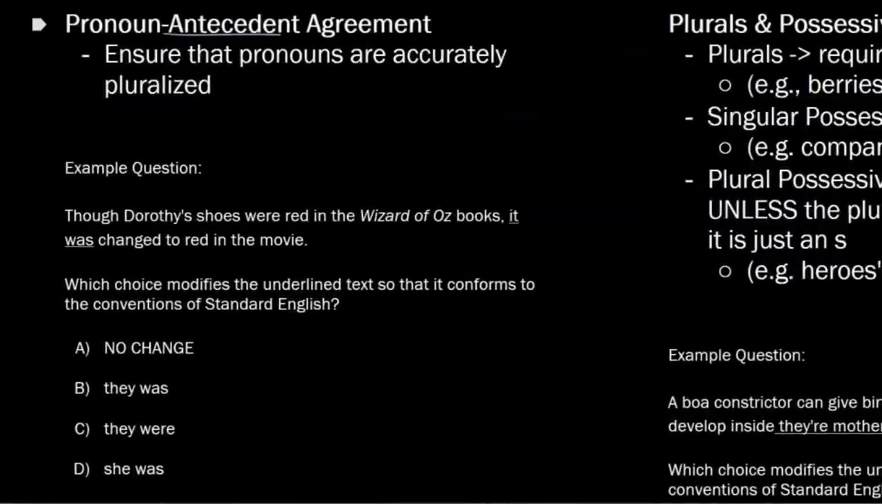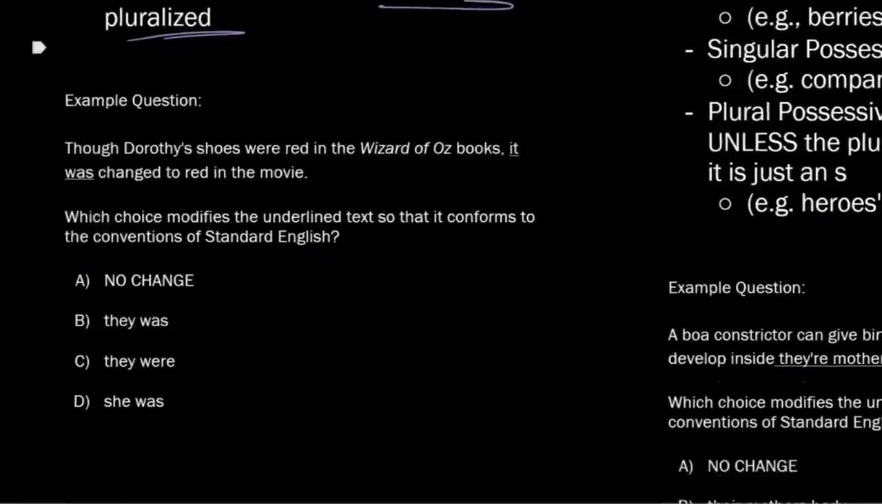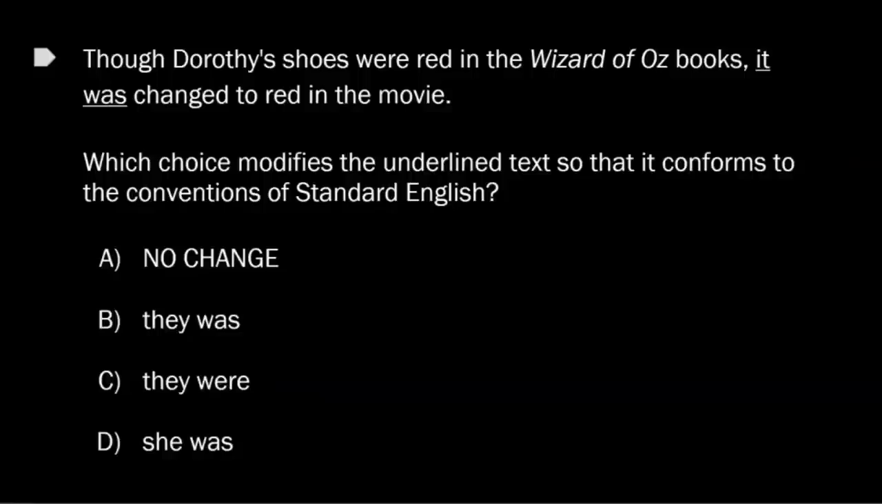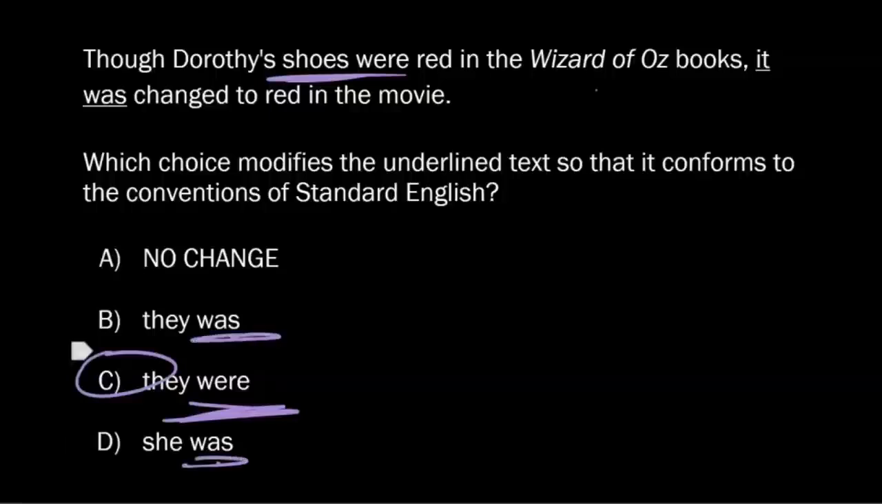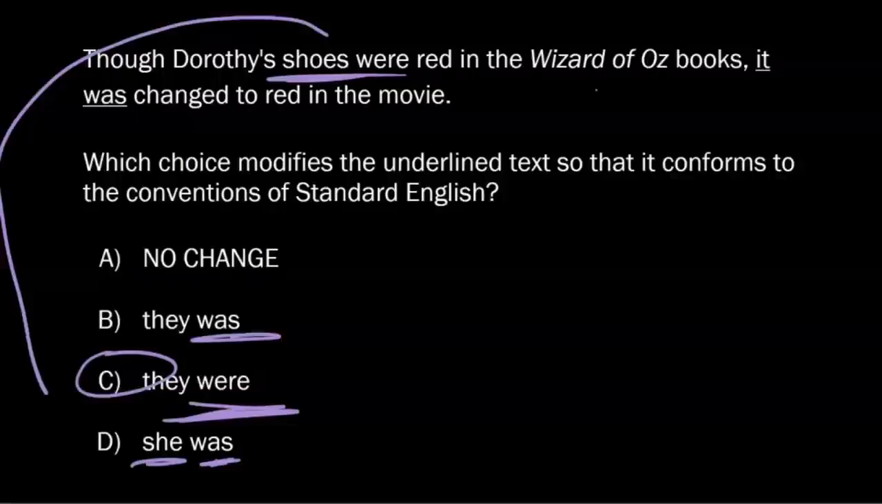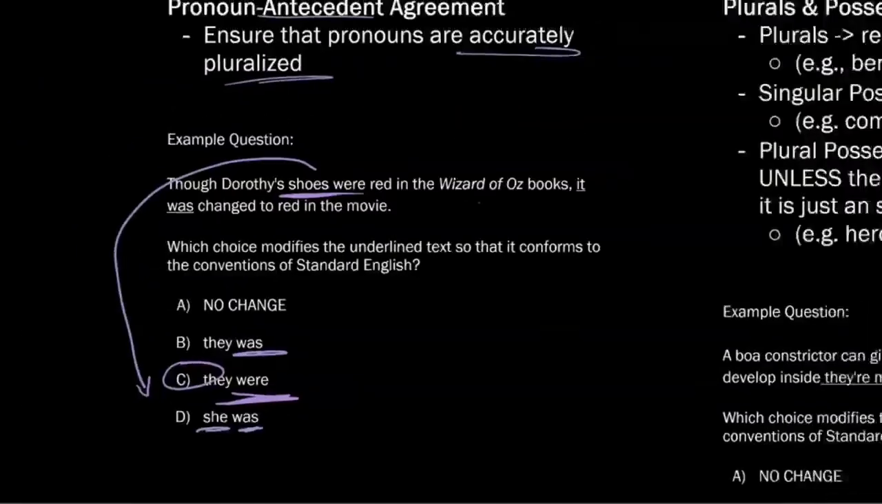Okay. And your pronoun-antecedent agreement. Ensure that pronouns are accurately pluralized is basically what this is, right? So, though Dorothy's shoes were silver in the Wizard of Oz books, it was changed to red in the movie. It is not an "it". There were multiple shoes. So I would say they were changed to red in the movie because they were. It's a plural. These "was" options don't make sense, right? And "she was" makes even less sense, right? This doesn't really agree. The shoes are not a she. Okay, English is not a language where nouns are all necessarily gendered.